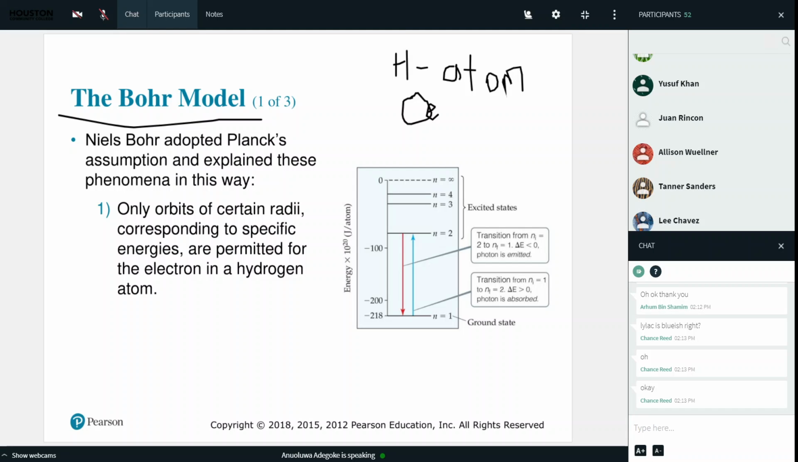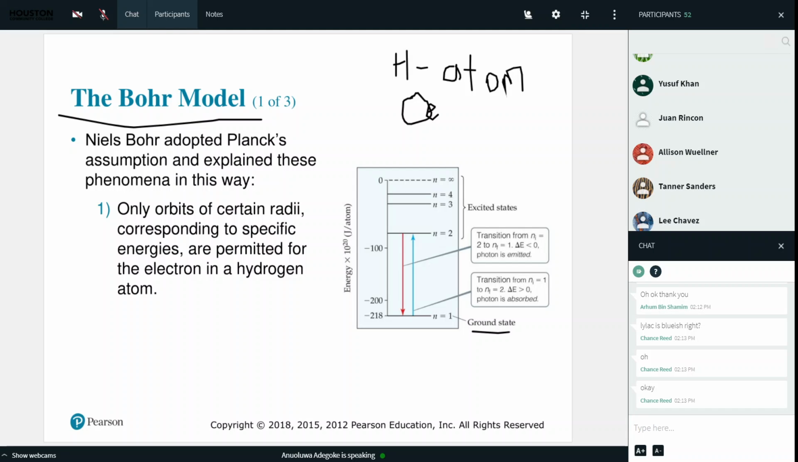Now, the lowest level here is called the ground state. The highest levels here are called the excited states. So the ground state is where you typically find electrons. When the atom absorbs energy, the electron will move from the ground state to the excited state.